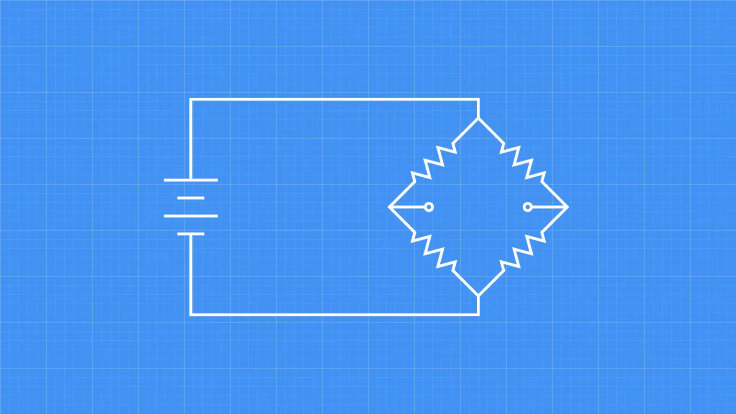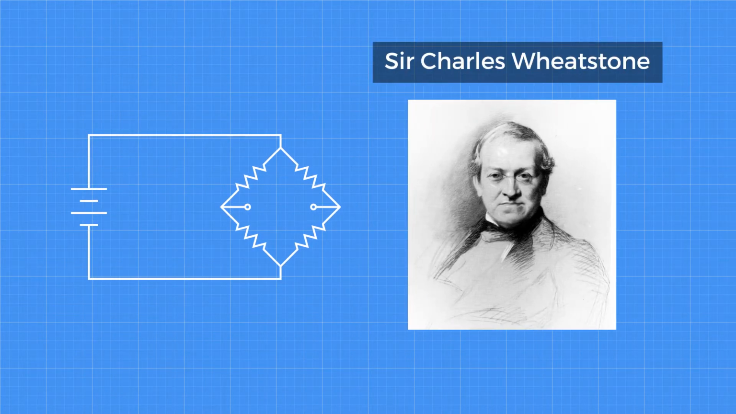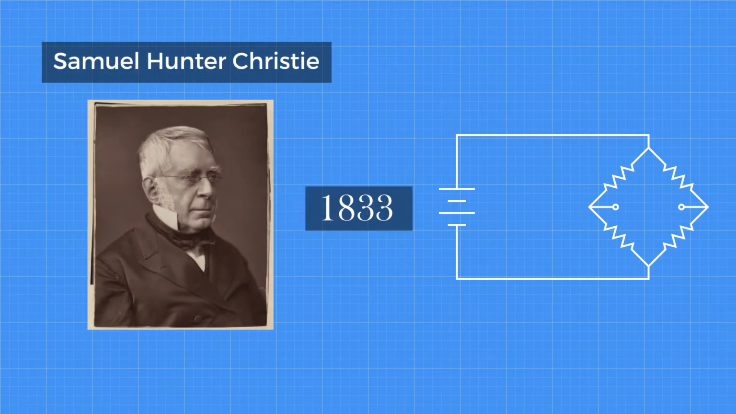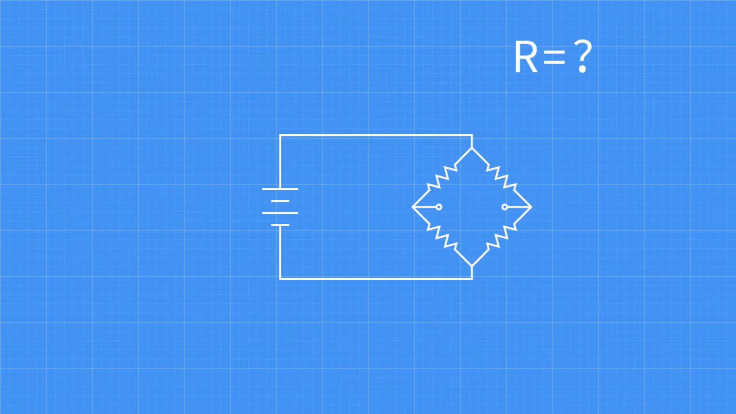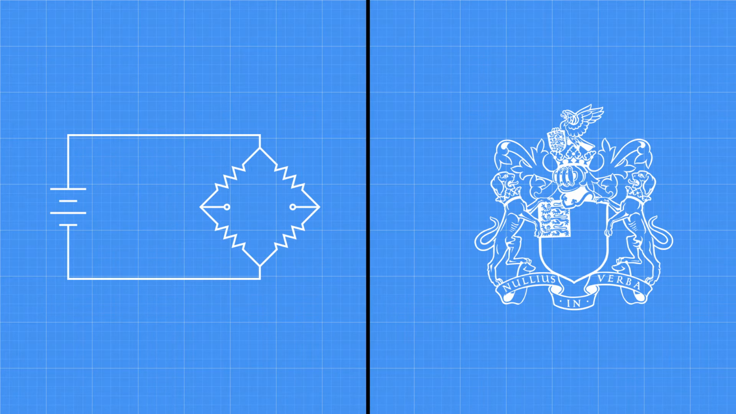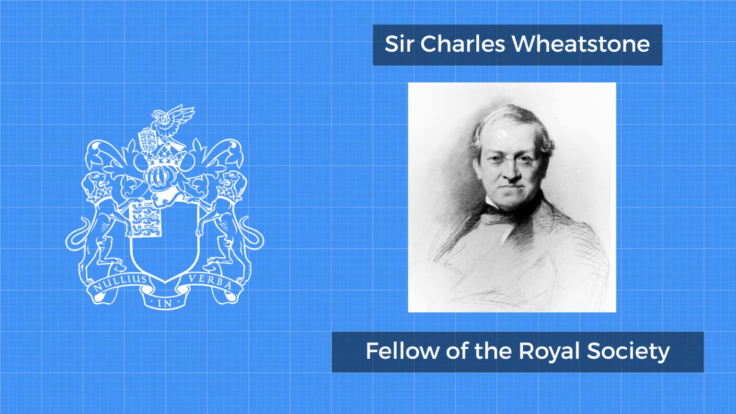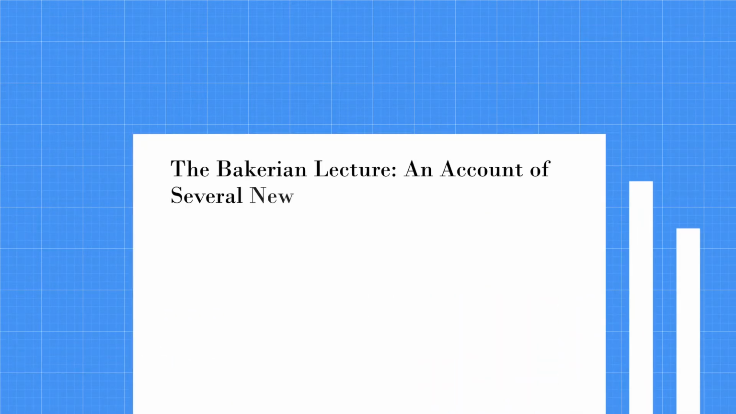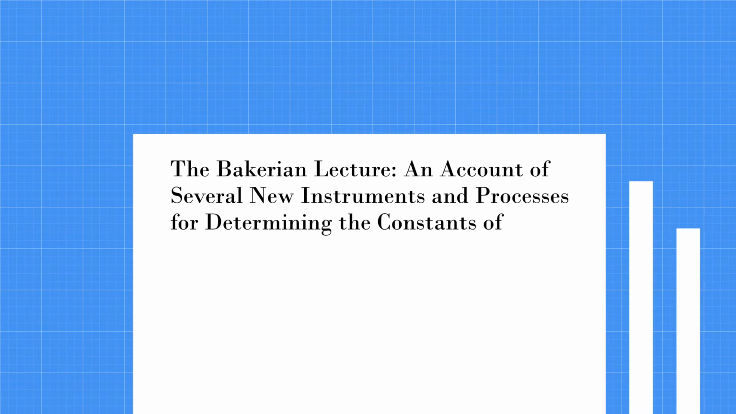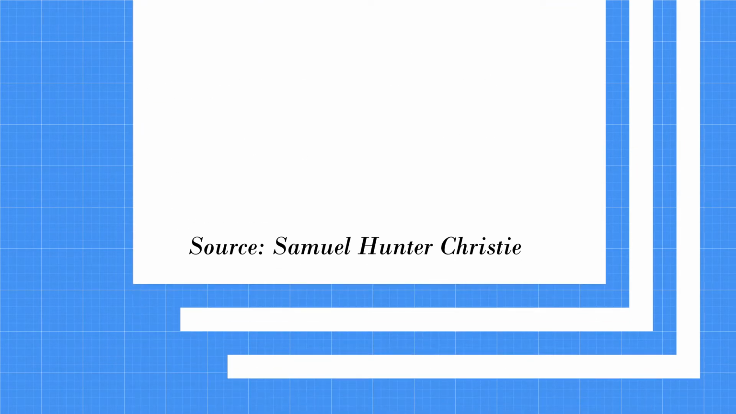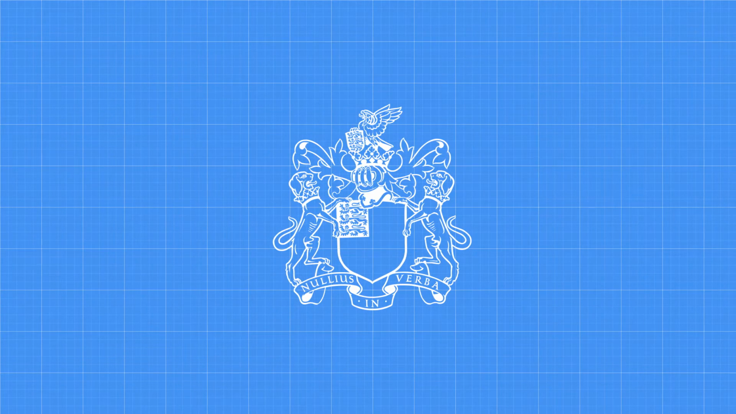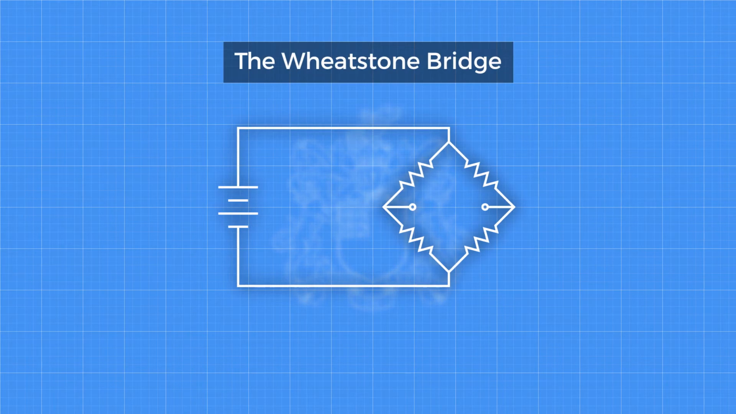The Wheatstone bridge was not actually created by Charles Wheatstone. Instead, it was developed by Samuel Hunter Christie in 1833. His invention was intended for determining the unknown resistances of wires, but unfortunately, its creation went largely unnoticed by the scientific community. Enter Charles Wheatstone, a more renowned member of the Royal Society than Christie, who published Christie's findings again in 1843 in a paper titled The Bakerian Lecture, an account of several new instruments and processes for determining the constants of a voltaic circuit, giving Christie proper credit. His prestige brought Christie's invention to the attention of the Royal Society, and the bridge ended up taking Wheatstone's name in the end.